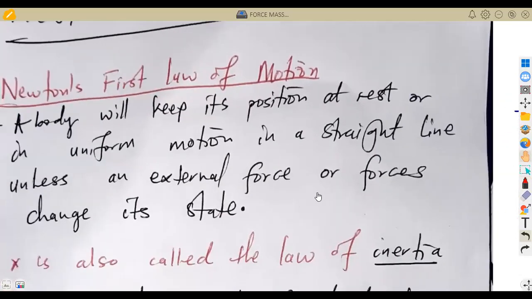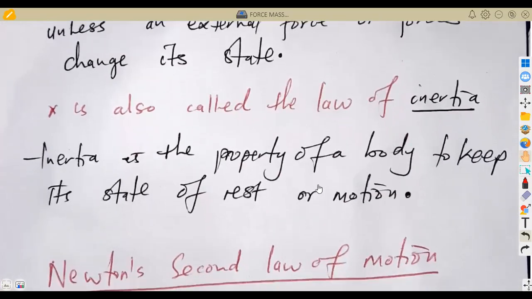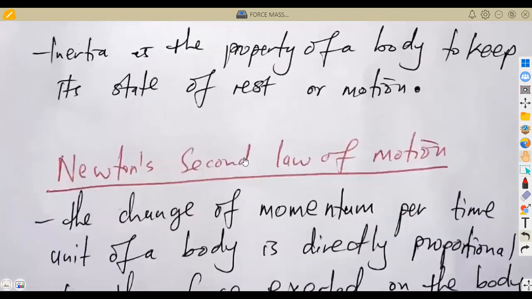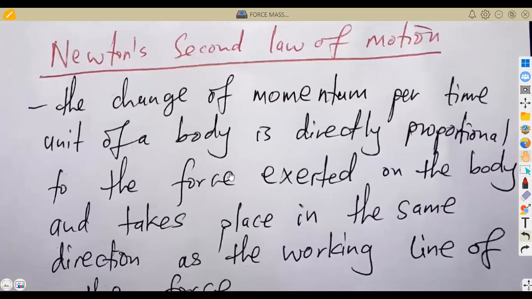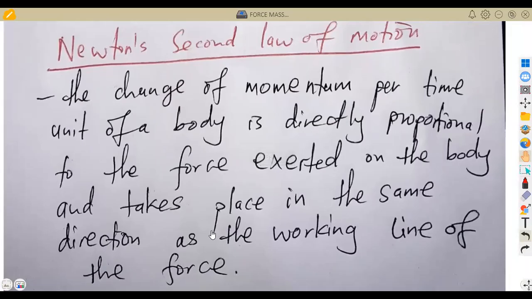But for now, I just want us to have these laws. So the same law that we are talking about can also be referred to as what? As the law of what? Inertia, where we are saying inertia simply means the property of a body to keep its state of rest or motion, to keep the same position that you are at. That is the state of inertia.